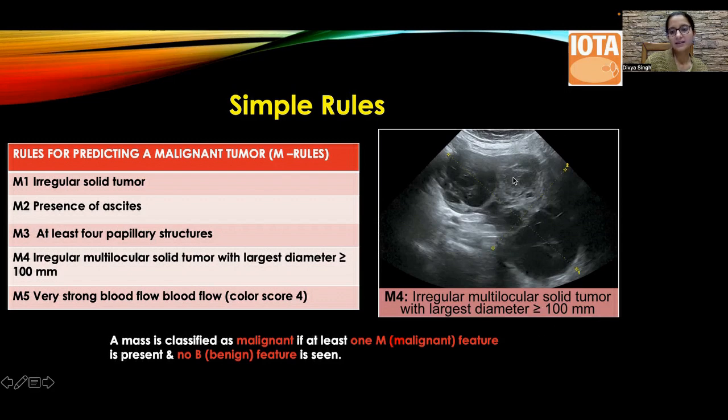So we agree that this is a multilocular lesion and it has a solid component. So it becomes a multilocular solid lesion. It is irregular. The irregularity is seen within the inner wall as well as around the outer border. So it is an irregular multilocular solid lesion. And if its size is equal to or more than 10 centimeters, then it satisfies the M4 feature.